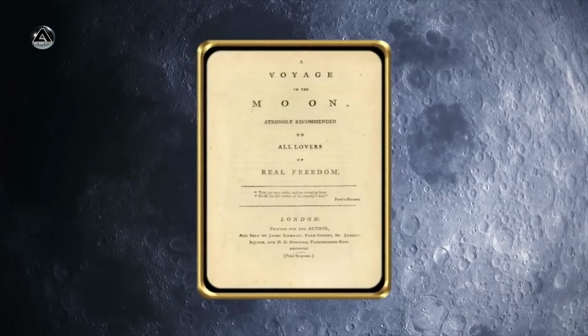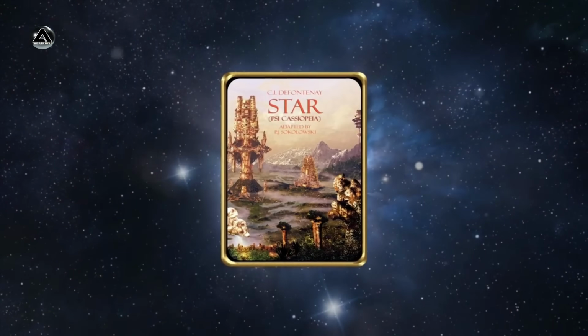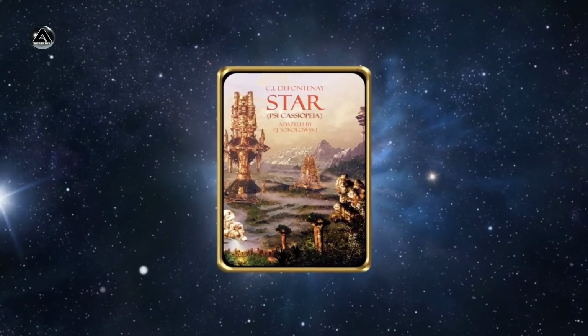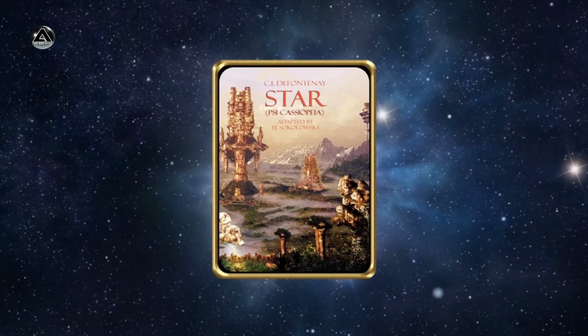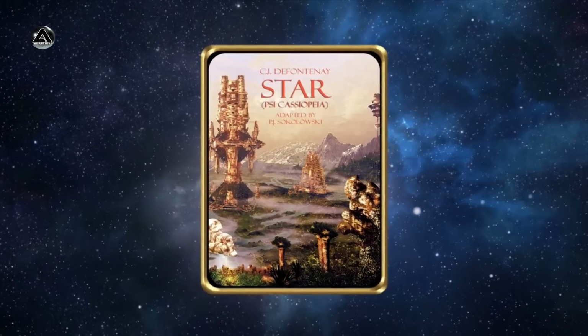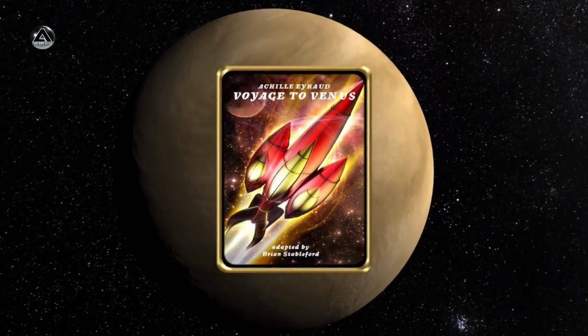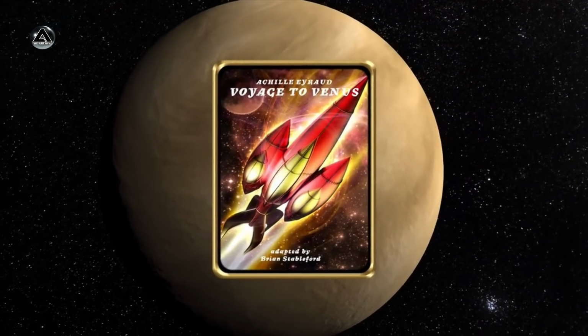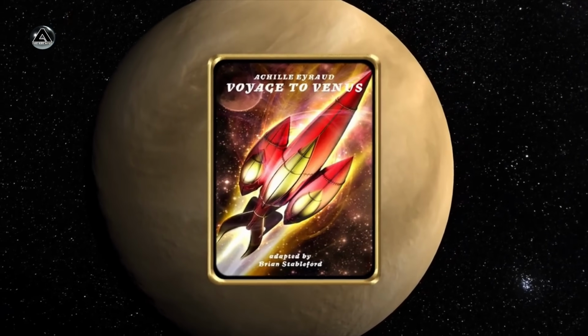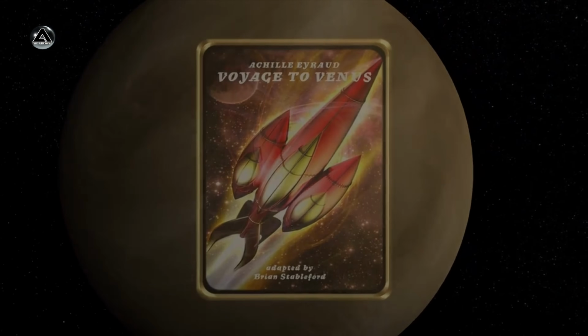Gradually, voyages to other stars began to be written. With the French author Charles Defontenay, we are transported to the star system of Psi Cassiopeia in his 1854 novel of the same name. Achille Eyraud's book Voyage to Venus in 1865 was the first fictional visit to that planet at a time when the idea of an inhabited moon was virtually old hat.